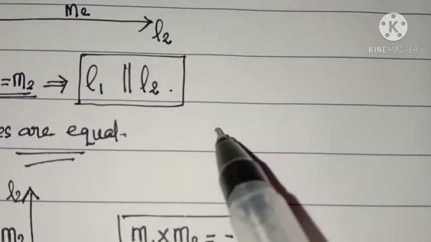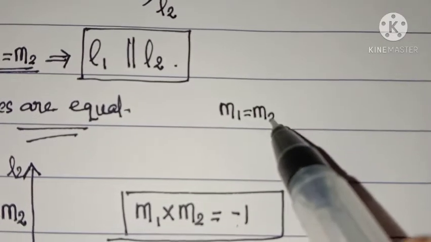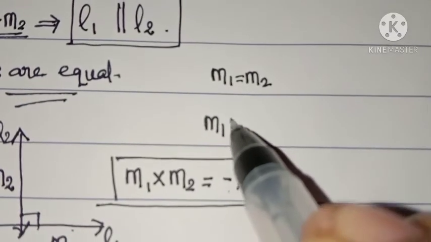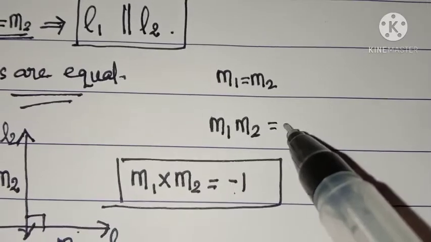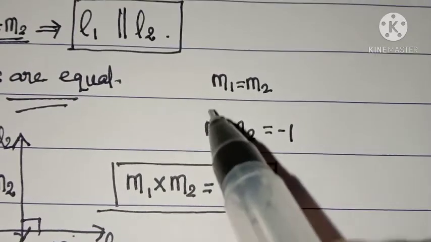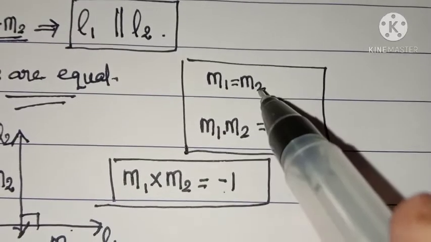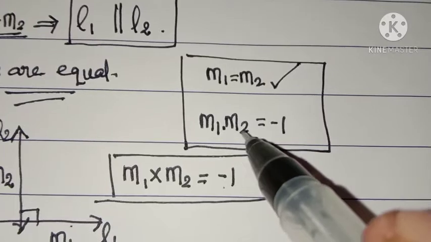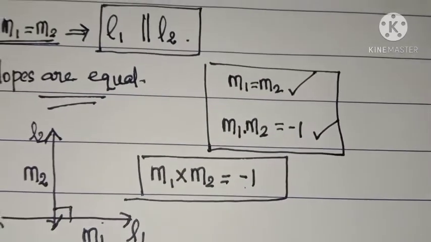So two lines are parallel means slopes are equal, M1 equals M2. Two lines are perpendicular means product of the slopes, M1 into M2, is equal to -1. So learn both the results by heart. Slopes are equal means parallel lines. Product of the slopes equal to -1 implies perpendicular lines.